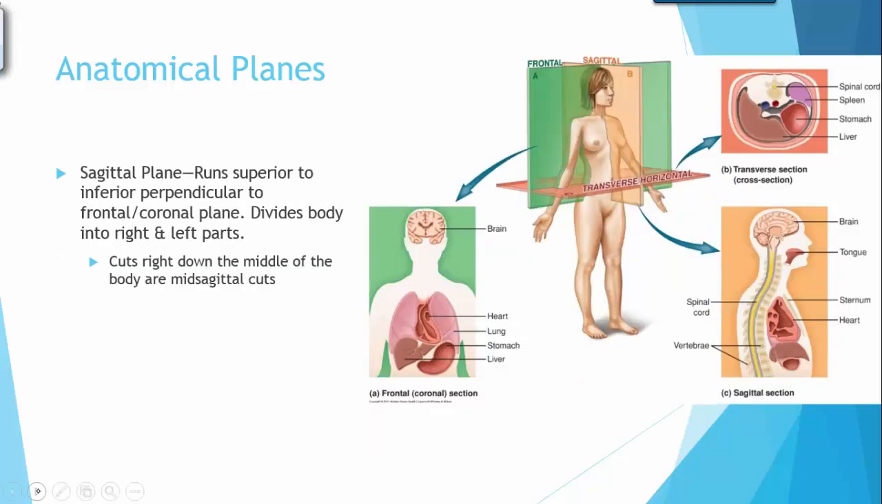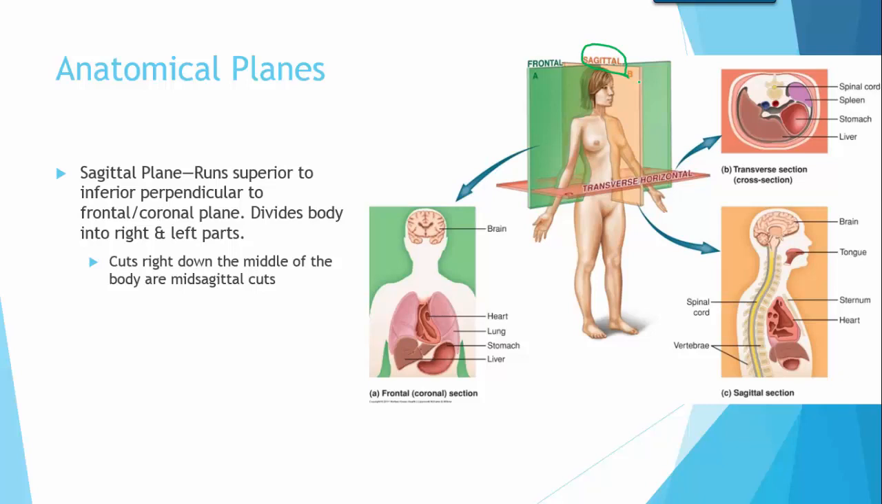The sagittal plane, the one that's in the goldenrod color here, and where letter B is, is going to run perpendicular to the frontal plane that we just looked at. So then, dividing us into an anterior and posterior half, which is what the frontal plane would do, what the sagittal plane is going to do is divide us into a right and a left half.